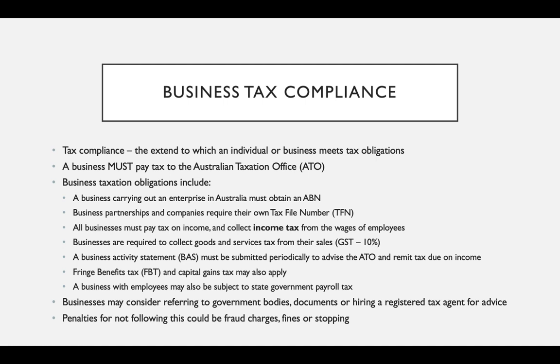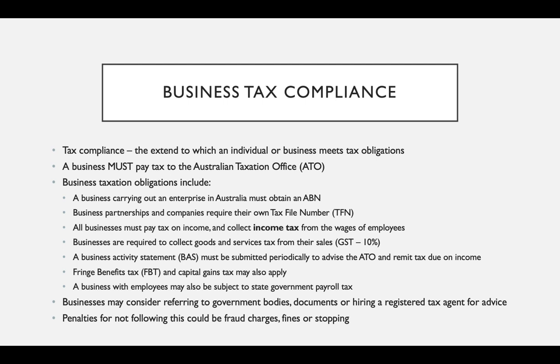Business taxation obligations will include a business carrying out an enterprise in Australia having an ABN. Remember, your ABN is not only your Australian Business Number, but it is your Australian Taxation Office identifier. Similar to how individuals get tax file numbers, a business needs to get an ABN, okay? Business partnerships and companies require their own tax file number. All businesses must pay tax on income and collect income tax from the wages of employees. So if any of you work and have worked enough hours, you will have been taxed, all right?